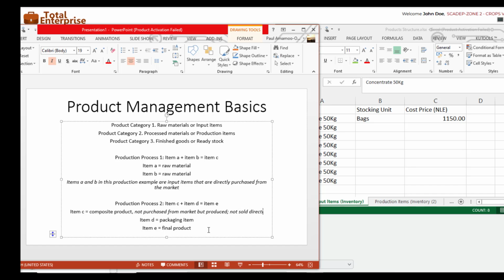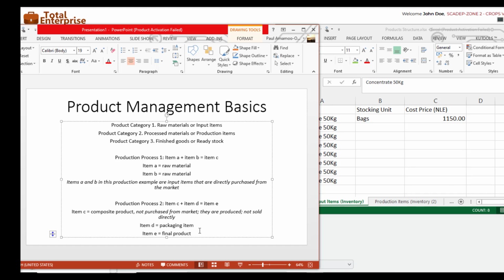Not sold directly. Okay, so they are not purchased from the market, they are produced, and they are not sold directly. So these are some characteristics of a composite product that I'm describing here. Item C here represents our composite product, and these are the characteristics.